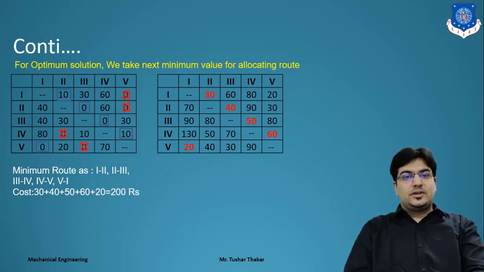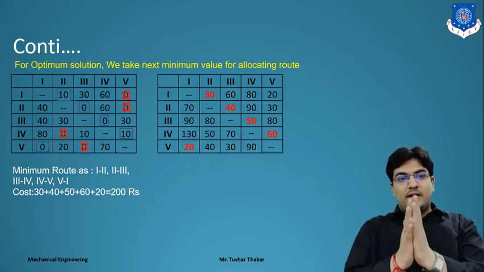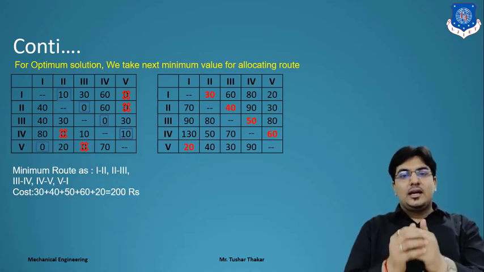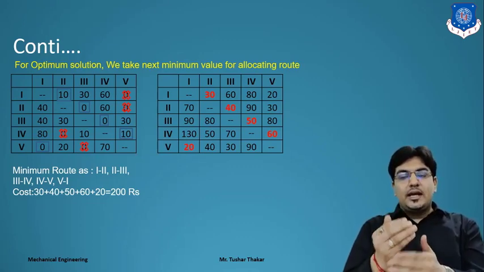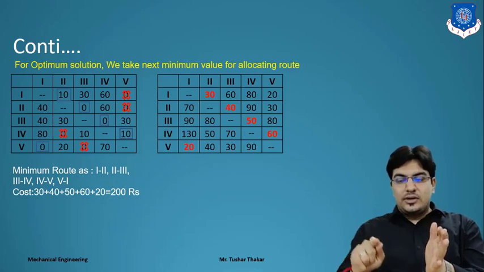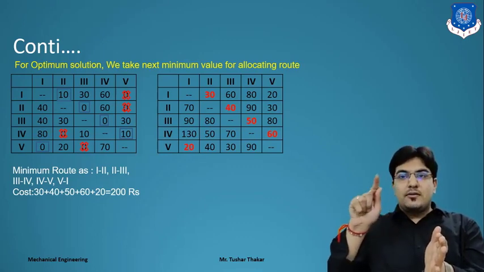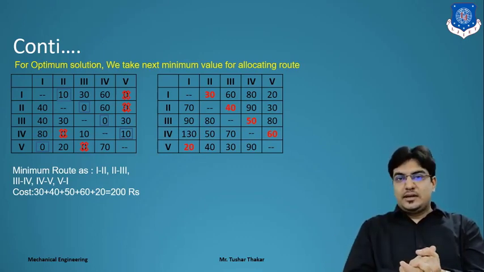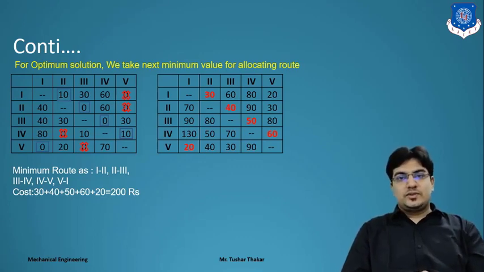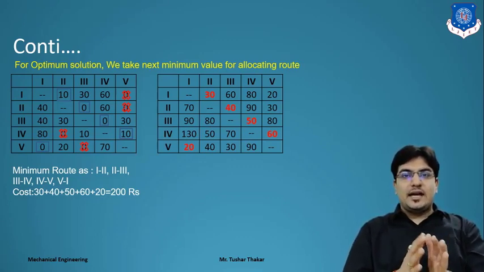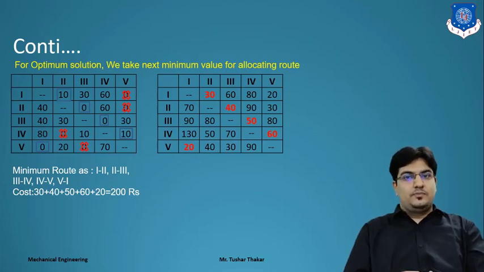Clear? So this is the simple traveling salesman problem. We have to assign the route so as to make one circular route after covering all the areas. Clear? So this is the completion of the assignment and transportation model. Thanks.